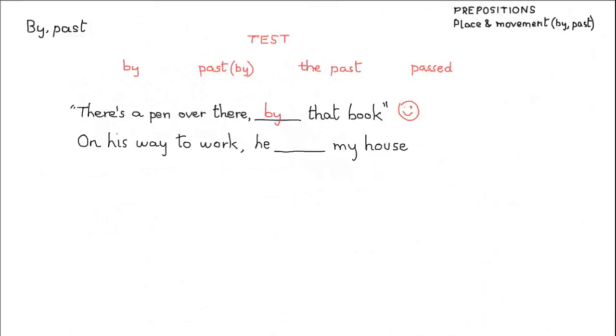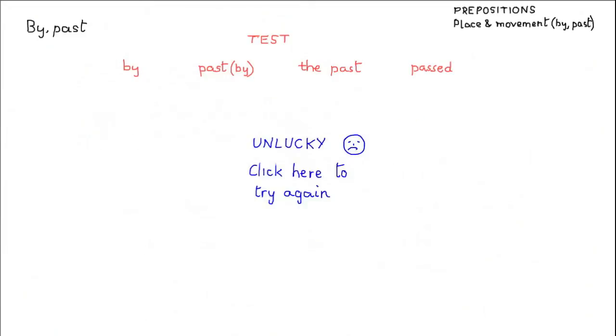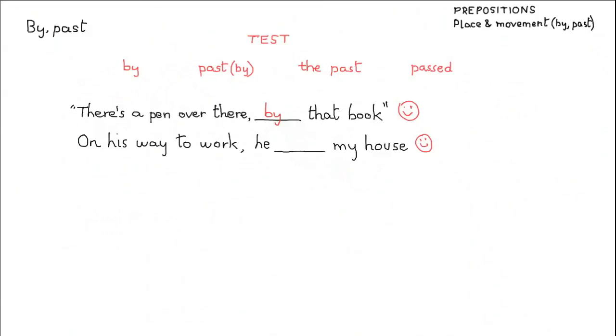And here's the next sentence. On his way to work, my house. Think about it, make your choice. Oops, no, sorry, that wasn't right. You'll have to click here to try again. Yes, well done. That's right. I'll just write the answer in, past.